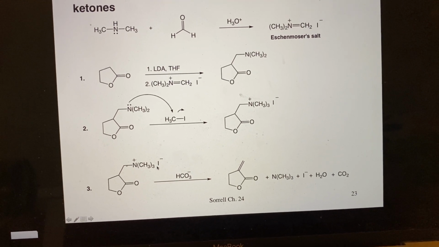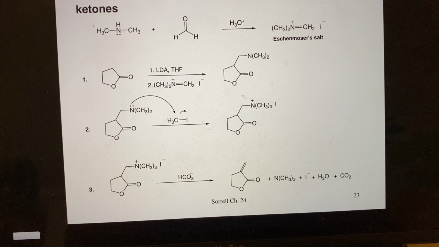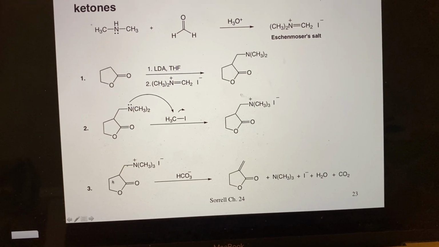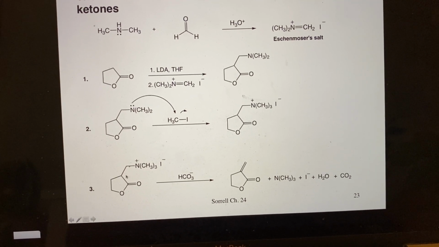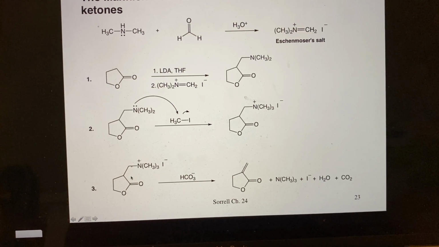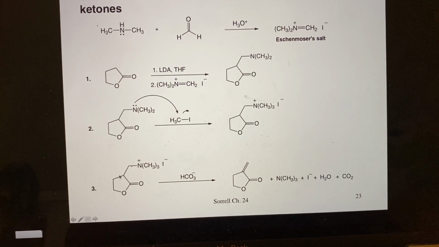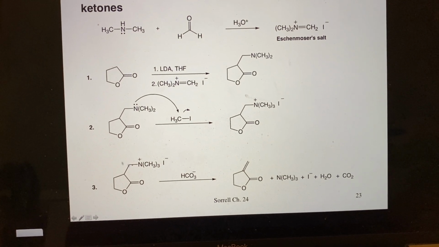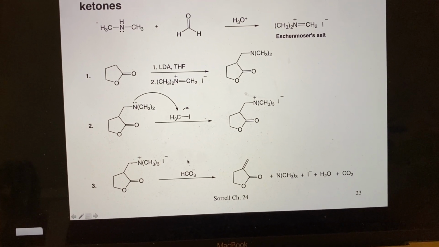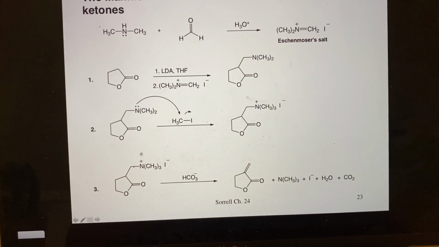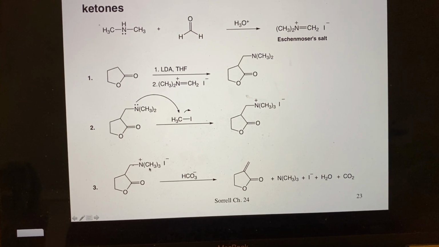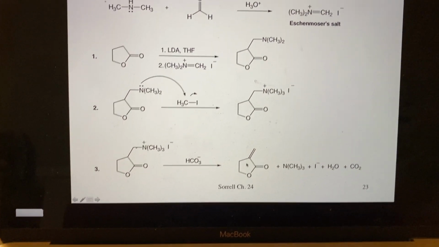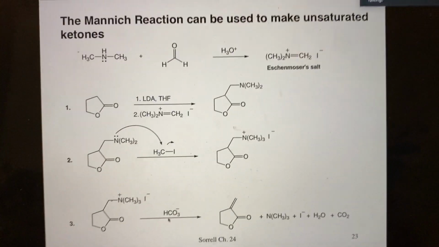Okay? Now, one other thing. Recognize that in this step here, this is an E2 mechanism. I'm abstracting this proton. This is the alpha carbon. The leaving group is on this beta carbon here. Okay? So my question here is, why can't I abstract protons on this methyl group? Why is the leaving group only here? And why can't it go in the opposite direction?